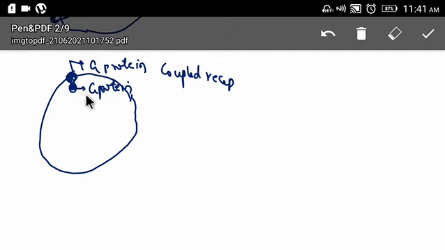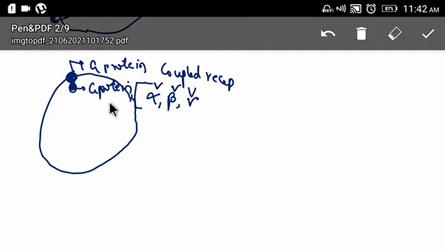This G protein has 3 structures: an alpha subunit, a beta subunit, and a gamma subunit. Let's revise once again. This is a G protein coupled receptor. This receptor is attached with a G protein. This G protein has 3 subunits: alpha subunit, beta subunit, and gamma subunit.